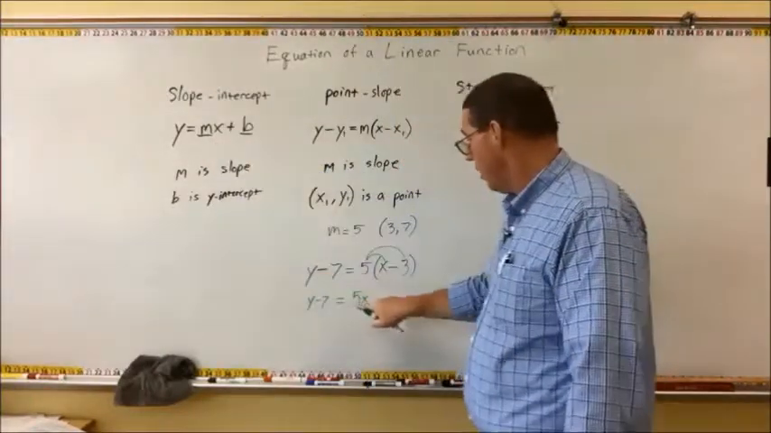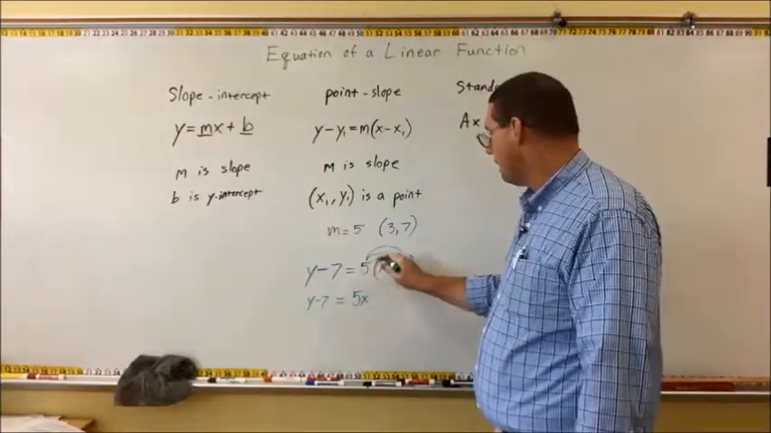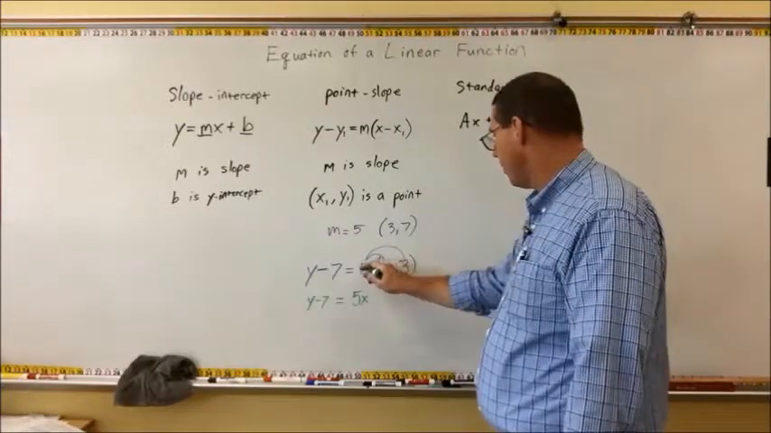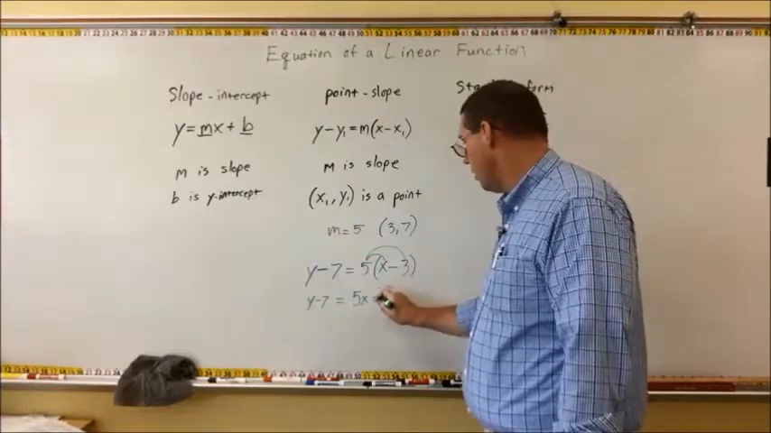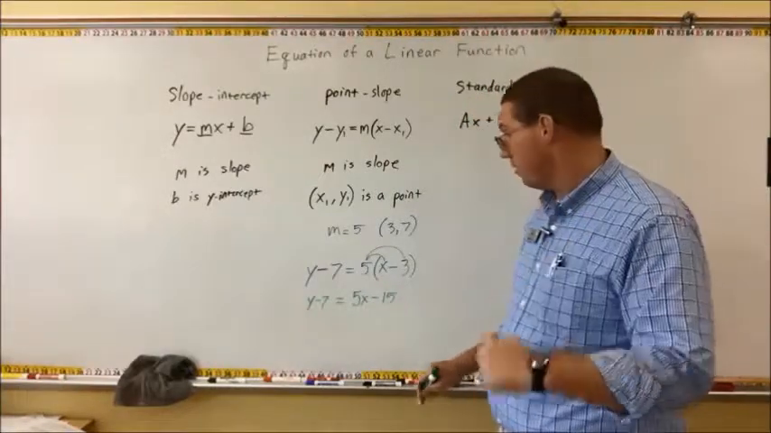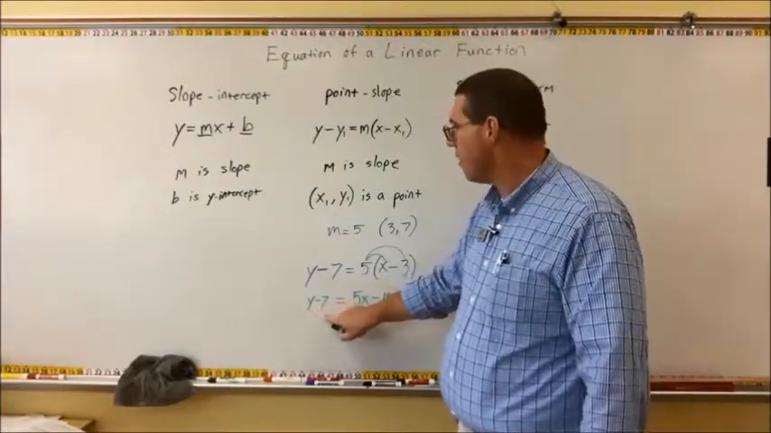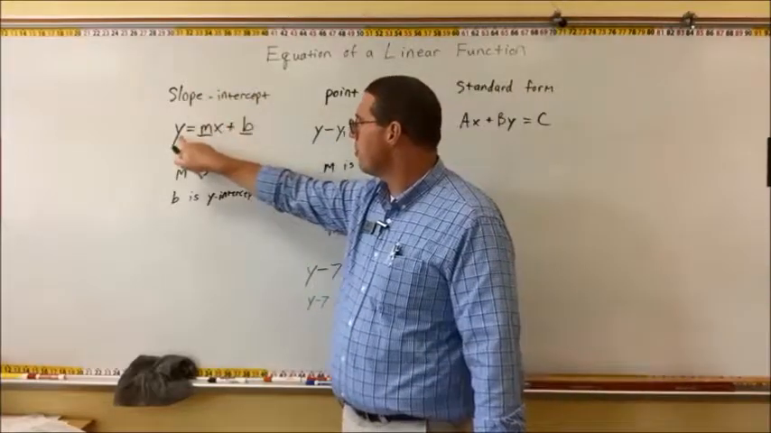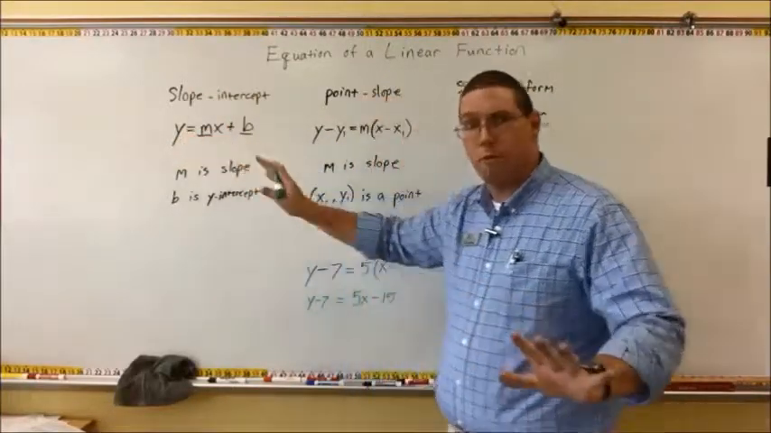It's right there, 5x. Now 5 times, when we distribute the 5 over here, 5 times negative 3 is negative 15, right? We only have one step left. See this over here? This says y minus 7. But in our slope-intercept form, it's supposed to be just y equals with no other number.